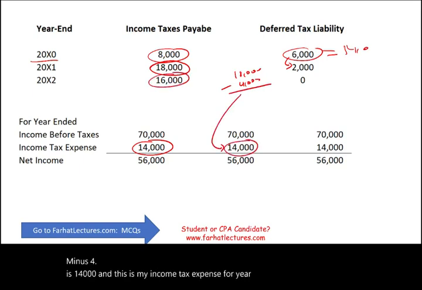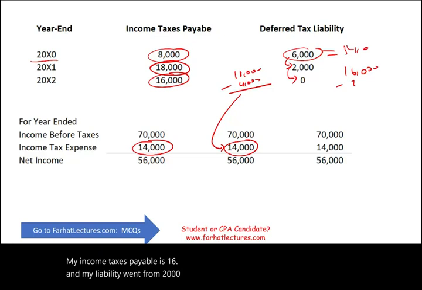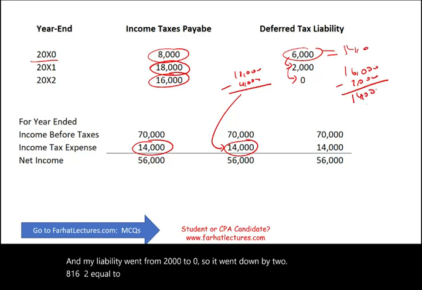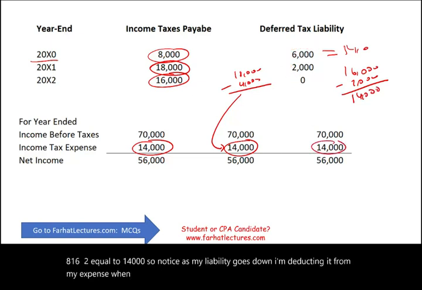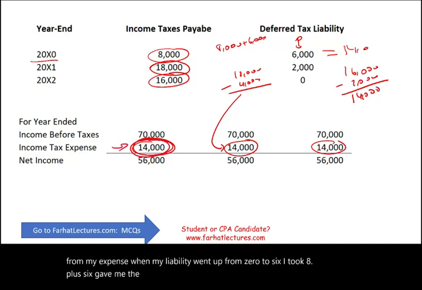For year 3, my income taxes payable is 16, and my liability went from 2,000 to 0. So it went down by 2. 16 minus 2 equal to 14,000. So notice as my liability goes down, I'm deducting it from my expense. When my liability went up from 0 to 6, I took 8 plus 6, gave me the 14,000 in year X0, which is year 1. So this is X0, X1, and X2.